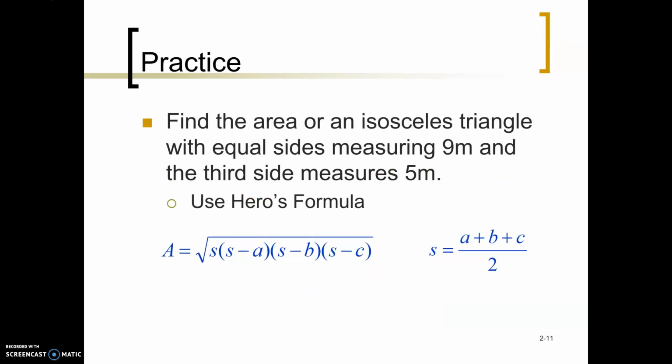All right, in this question, you are going to pause the video again and find the area of an isosceles triangle with equal sides measuring 9 meters and the third side measures 5 meters. If necessary, in geometry, it's always very helpful if you draw the diagram. So go ahead and do that. Remember that in using Hero's formula, you have to calculate this first and plug S into here. All right, pause the video, give it a try.